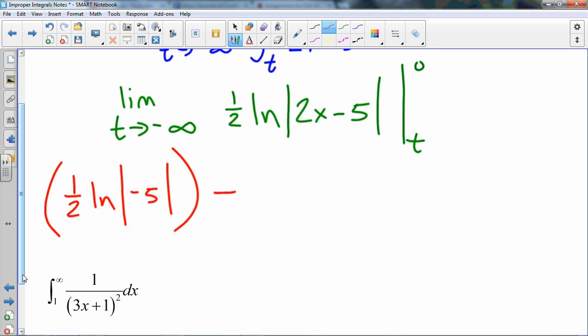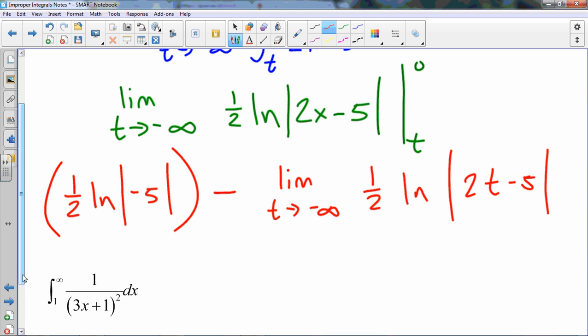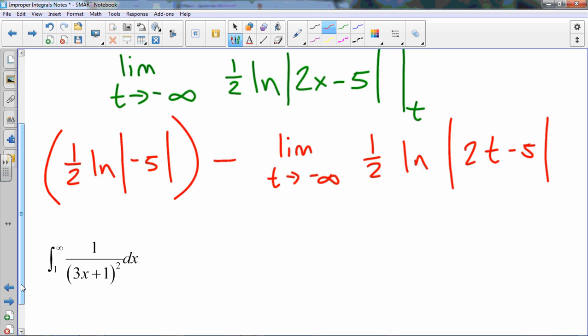That's the first piece. Then when we plug the t in, we really have to do the limit as t approaches negative infinity, 1/2 natural log 2t minus 5. So when you do this, if you think of the infinity being in there, we're really taking the natural log of infinity, because we take the absolute value. So what happens to the natural log graph as you go on and on and on toward infinity? We end up with an infinite answer.